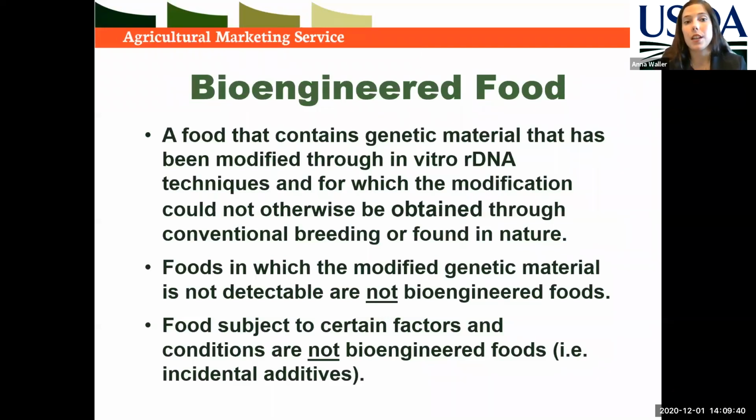We now move to the definition of a bioengineered food. Each of the ideas on this slide will be discussed in greater detail in the following slides. Bioengineered foods are those that contain detectable genetic material that has been modified through in vitro rDNA techniques and for which the modification could not otherwise be obtained through conventional breeding or found in nature. Foods that do not contain detectable modified genetic material are not bioengineered foods.